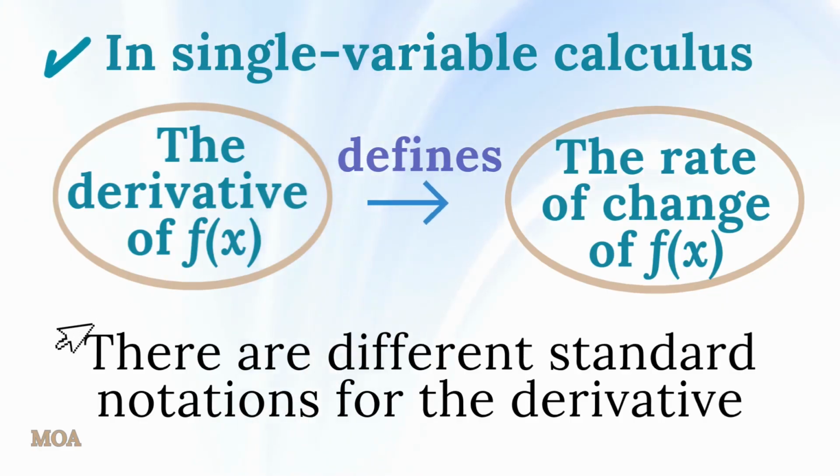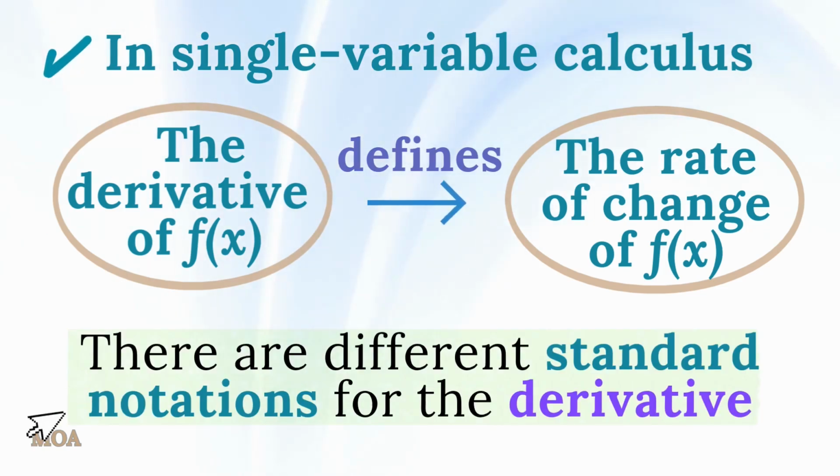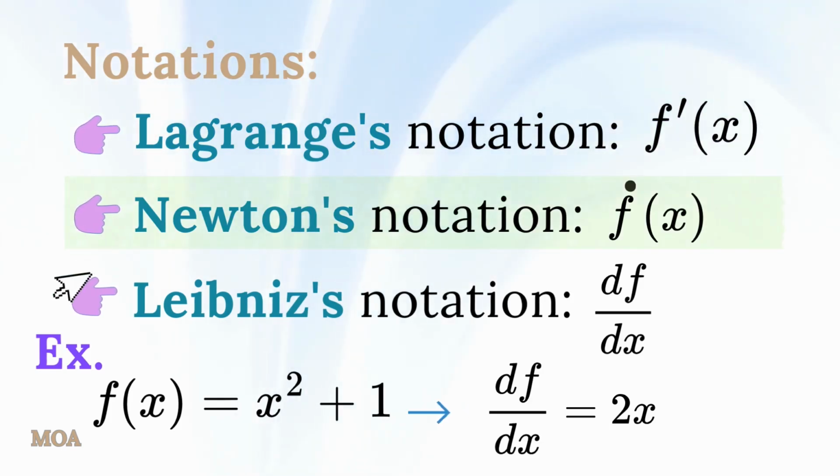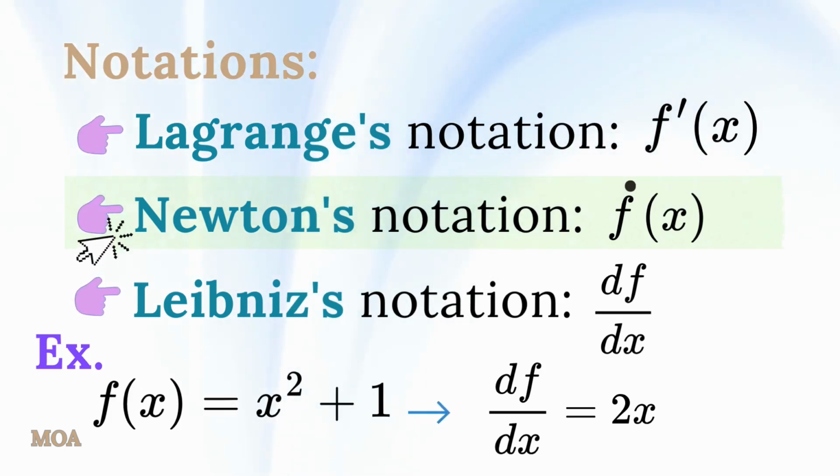One might ask, how many notations are there to express this derivative? Good! There are different standard notations used to represent this derivative. The most well-known is Lagrange notation, denoted as f prime of x. While Newton adopted the notation with a dot above the function, frequently used in physics to represent a derivative with respect to time, as in differential equations of motion or in charge q, and so on.